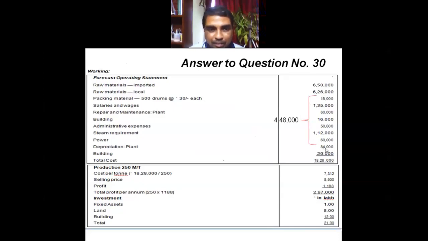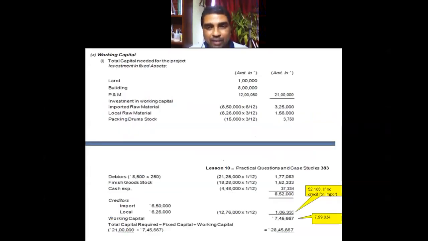Plant depreciation, building depreciation, if you ignore, the total comes to 4,48,000 for the entire year. So the cash expenses will be 4,48,000 divided by 12. It comes to 37,334. So your question was how it is computed. It is computed like this. Is it clear?